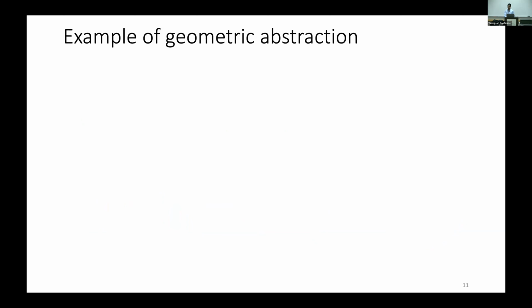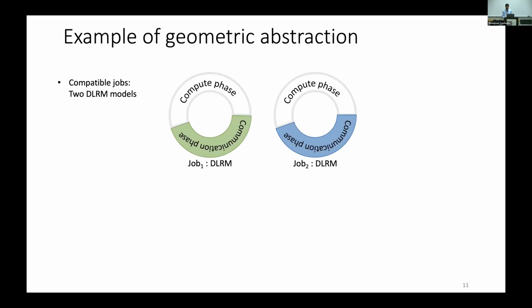Now let's use this geometric abstraction to find out which jobs are compatible. Let's take the 2 DLRM models which we saw earlier as compatible. We first construct the geometric abstractions for these 2 models. Now the question is, can these models interleave their communication pattern? To check this, we lay one circle on top of the other and start rotating it. When we rotate it, we see that the communication phases can potentially completely separate out. This shows that unfairness can actually slide the communication patterns of these 2 jobs and provide complete interleaving.